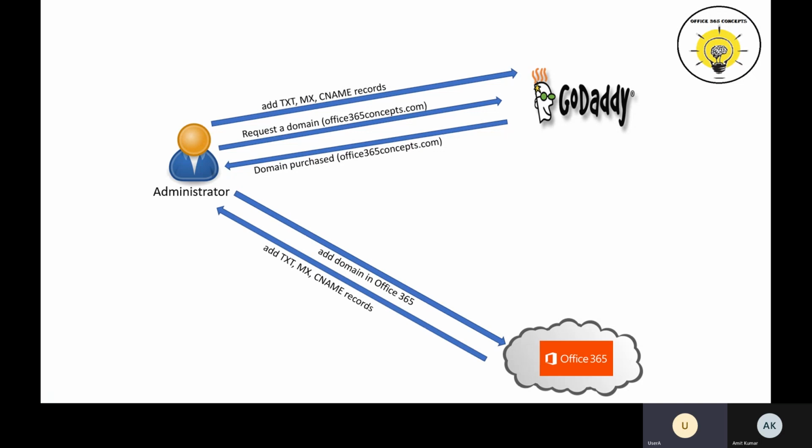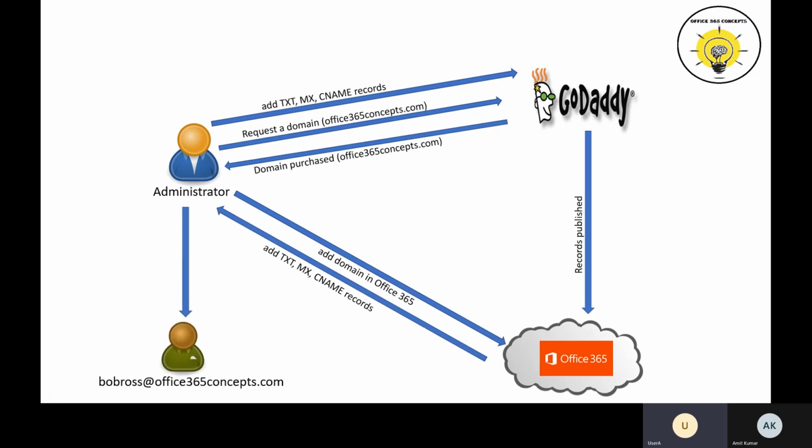So the administrator will go to GoDaddy and he will add these records in the domain provider website. Once these records are added and published successfully, after that this domain will be added in the Office 365 tenant. And then the administrator will be able to assign this domain to users for their email addresses or user principal names. So this is how a domain works in Office 365.